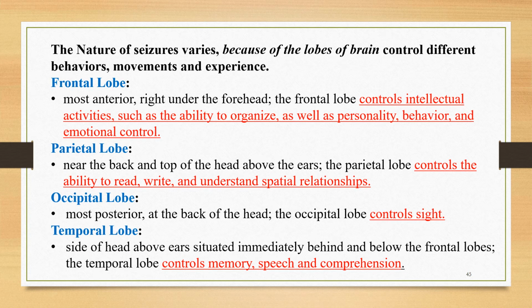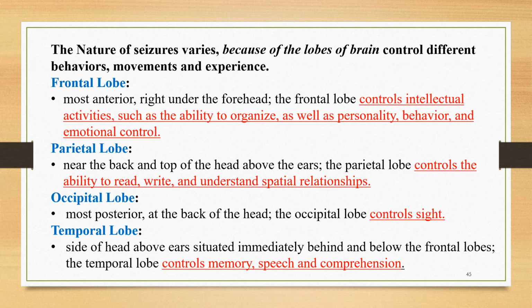The nature of seizures varies because of the lobes of the brain controlling different behaviors, movements, and experiences. The frontal lobe, the most anterior lobe right under the forehead, controls intellectual activities, such as the ability to organize, as well as personality, behavior, and emotional control.